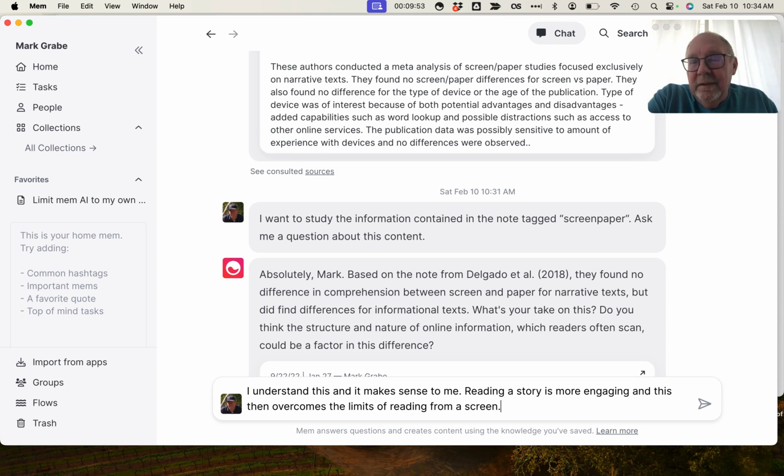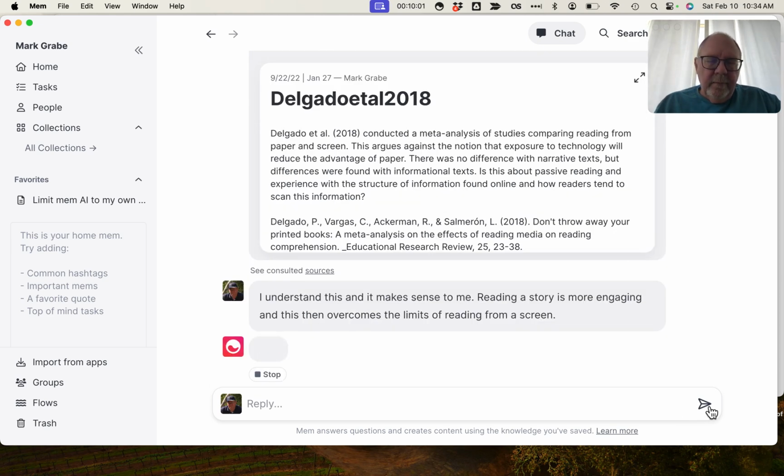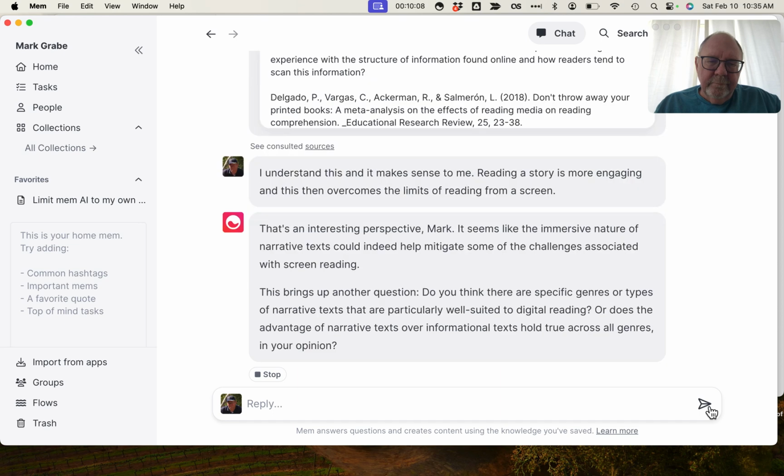You might call it, they call it the shallowing hypothesis. And so let's see if that's what I remember. So basically, it's supporting what I knew to be in the note.